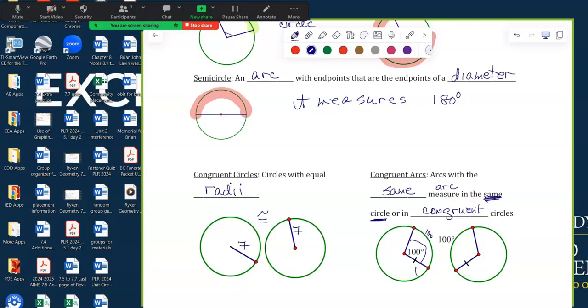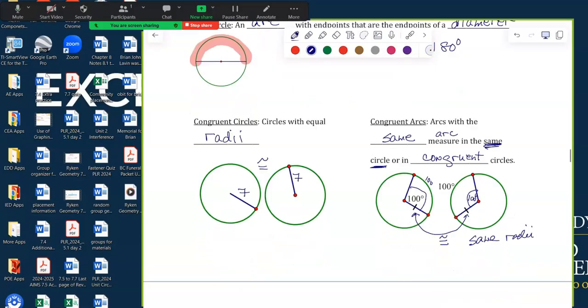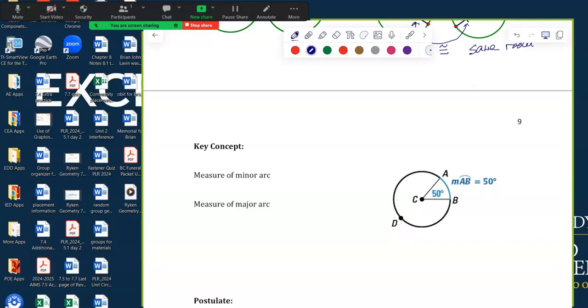Notice the marking here. This marking tells me that the circles are congruent because they have the same radii. Okay, and if the outside arc is 100, it's going to be the same inside. So the arc measure of a central angle is the same as the central angle itself. Okay, we're going to keep on going. Okay, so there's some key concepts now that we're ready to explore.